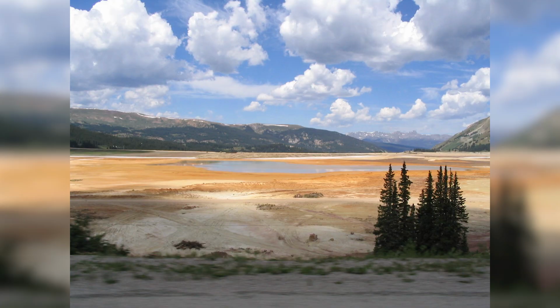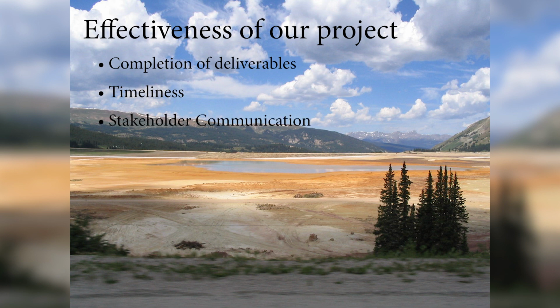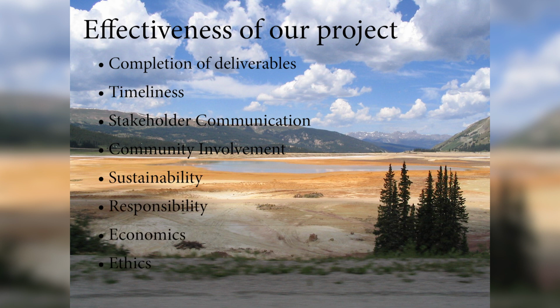These are the criteria we used in class to critique the effectiveness of a humanitarian project. These are completion of the deliverables, timeliness, stakeholder communication, community involvement, sustainability, responsibility, economics, and ethics, giving an overall weighting of 5.77 out of 7.